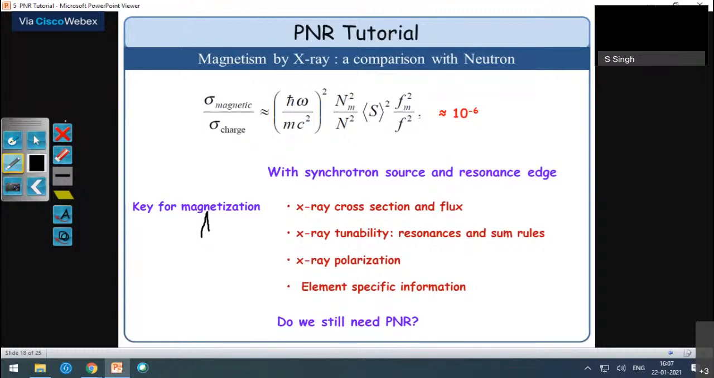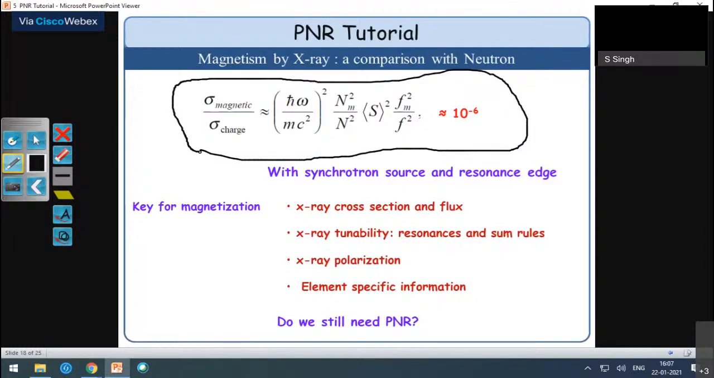I just want to take maybe 2 minutes to give a comparison of X-ray and neutron reflectivity, because the question arises: nowadays we have a synchrotron source, very powerful, with a lot of X-ray intensity. But as I said in the very first lecture, we can't get magnetic information from X-ray, because from this relation, the cross section for magnetic divided by the cross section for charge in the case of X-ray comes out to be 10^-6.